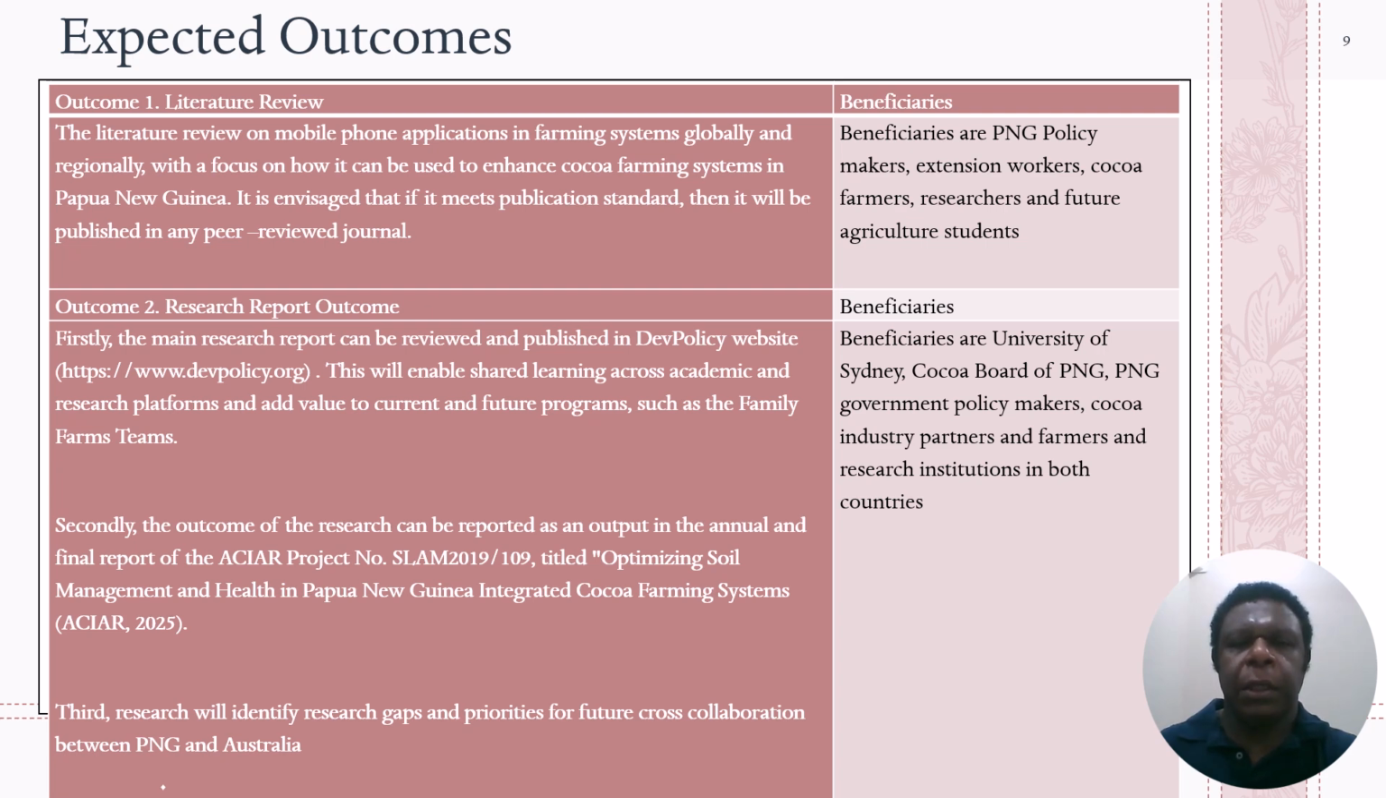Outcome 2 is the research report outcome. When published, it will enable shared learning across academic and research platforms and add value to current and future programs such as the Family Farm Teams program. Secondly, it can be reported as an output in the annual and final report of the Asia Project SLAM 2019-109, optimizing soil management and health in Papua New Guinea integrated cocoa farming systems. And finally, the research will identify research priorities for future research between the two countries.